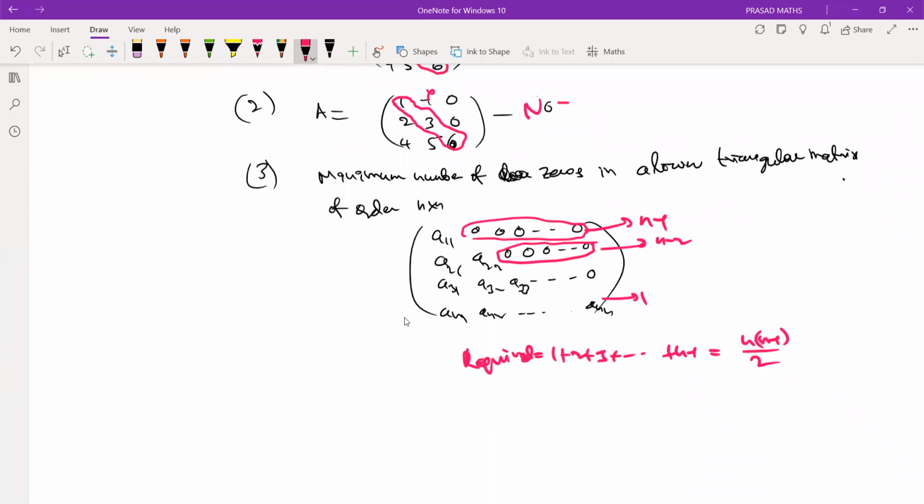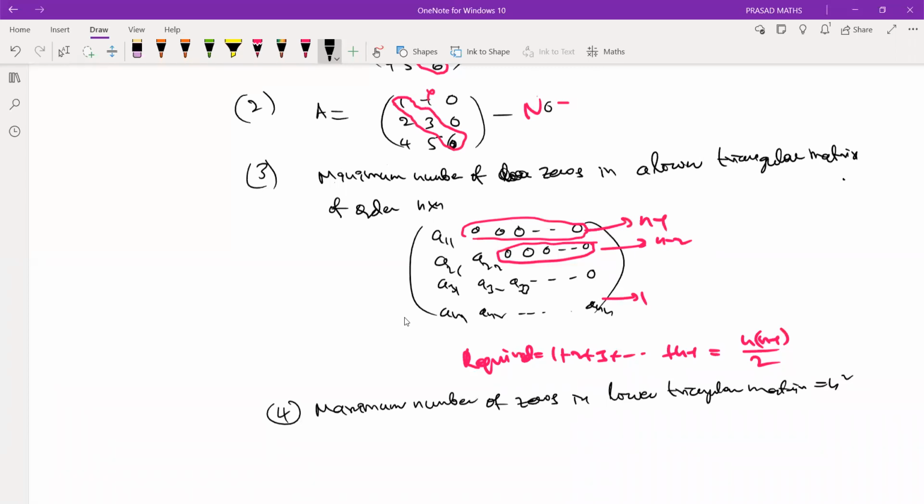Similarly, the maximum number of zeros. The maximum number of zeros in a lower triangular matrix is n square. Same idea, it is n square.